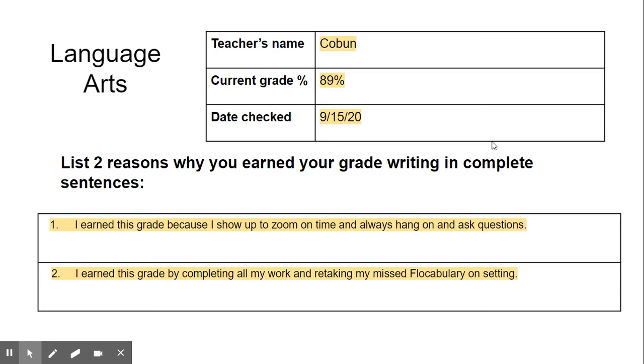And so, why am I doing well? Well, I earned this grade because I show up to Zoom on time and always hang on and ask questions. I really feel like I ask a lot of questions, and it really helps me out, and I'm not scared to ask questions. And I earned this grade by completing all my work and retaking my missed vocabulary. So I did complete everything, and I missed one, and I went back and redid it. And so that's why I'm feeling pretty successful.